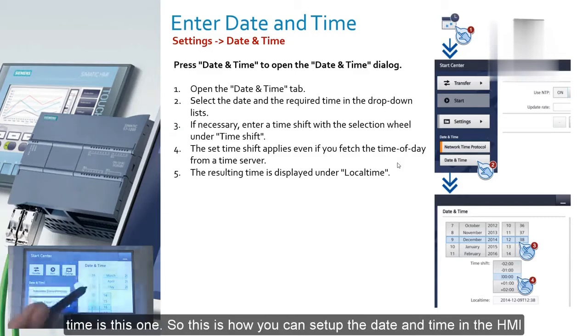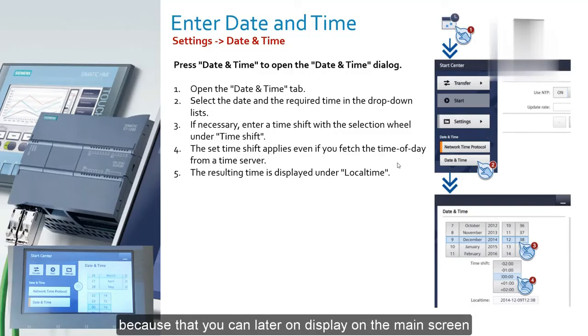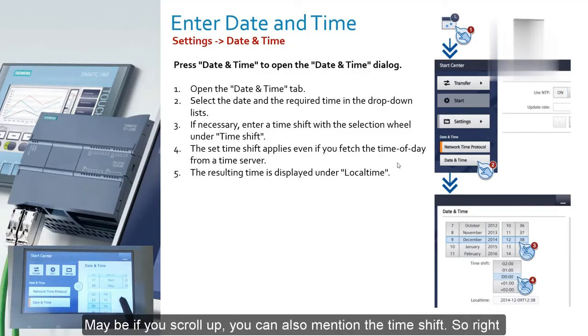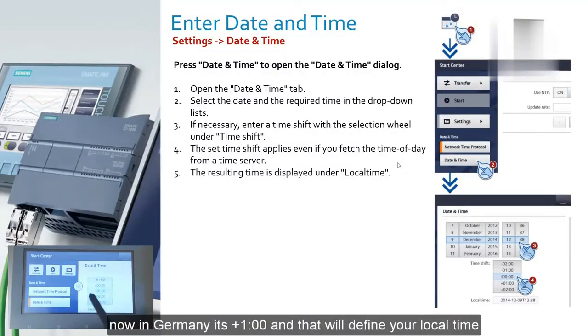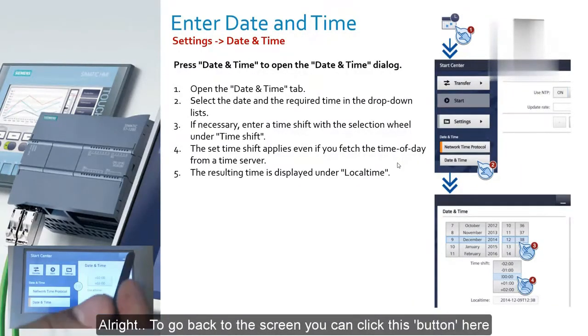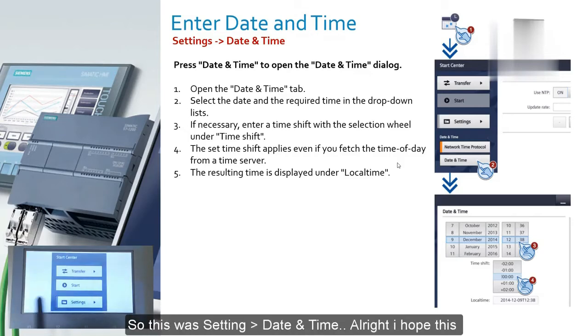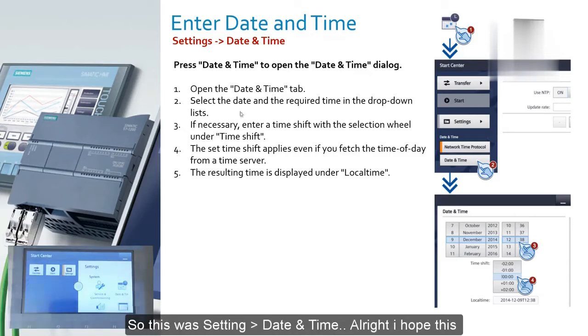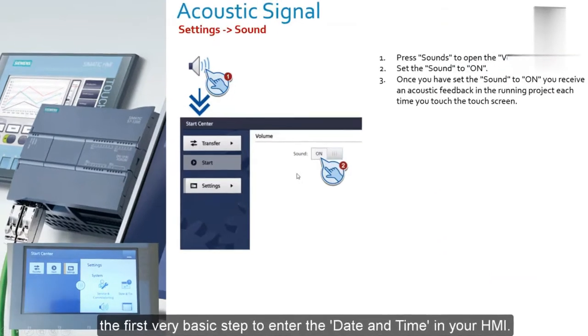So this is how you can set up the date and time in the HMI, because you can later display that on the main screen. All right, and if you scroll up, you can also mention the time shift. Right now in Germany it's +1, and that will define your local time. That's the local time which you will get when you set up your time. All right, so to go back to the screen, you can click on this button here. So this was the setting for date and time. I hope this is the first very basic step: you enter the date and time in your HMI.